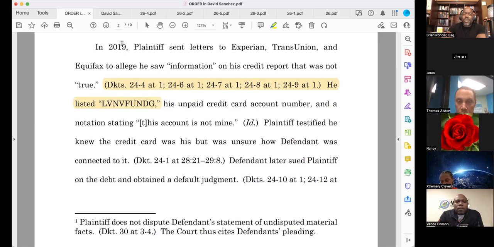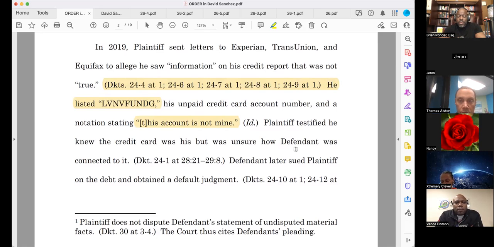This is walking you through what happened. Man, that's kind of BS, man. First you talking about it's not mine, then all of a sudden you don't dispute anymore. Come on, the notation that it's not mine messes up his credibility. But anyway, he testified he knew the credit card was his, but was unsure how the defendant was connected to it. So that's how he tried to fix that. Okay.